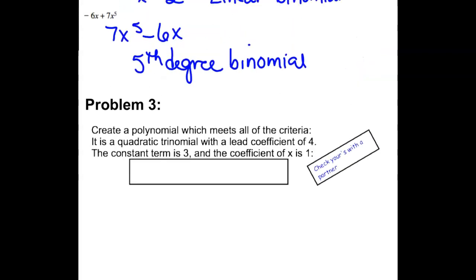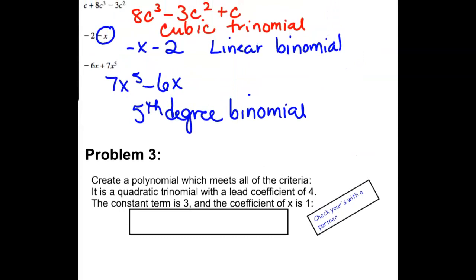Okay, let's break it down further here. Let's go back to this one. The coefficient of x to the 5th is the 7. Coefficient is the number in front of your variable. Okay? The coefficient of the x term is a negative 6. When we talk about the lead coefficient, we're talking about the one that's in the highest powered piece. Okay? So the lead coefficient of this example would be a 7.